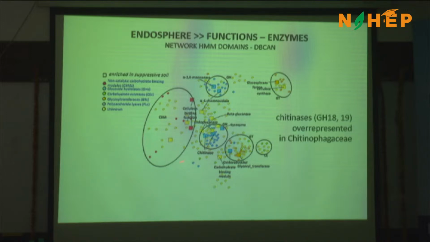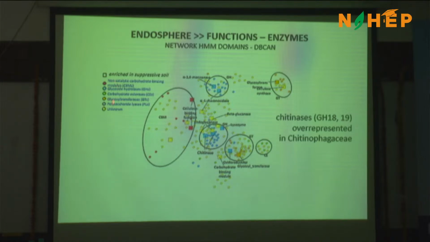So how to read this? Well, this is a network analysis based on HMM domains. We also know what HMM domains are. Each of the nodes that you see is one gene from the dbCAN database from the endophytic microbiome. Then the edges represent the identity between the different genes, the different nodes. So basically this is a kind of a measure of the distance between the different genes.